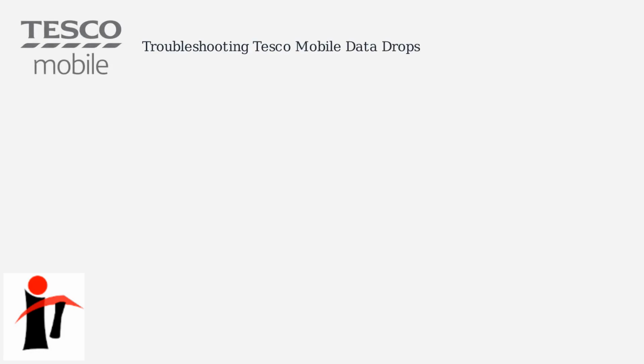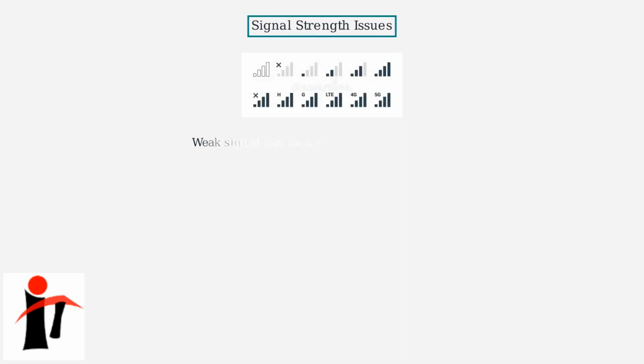Experiencing frequent data drops on Tesco Mobile? This video will guide you through fixing common issues related to signal strength, band locking, and APN settings. As a Tesco Mobile user on the O2 network, you might encounter these problems, especially in rural or congested areas.